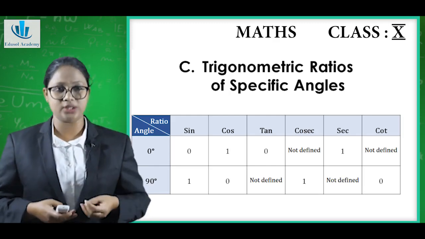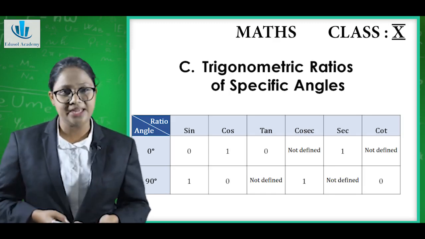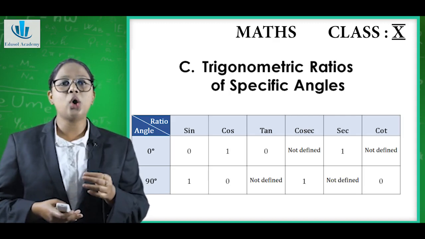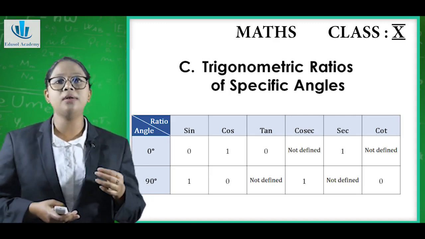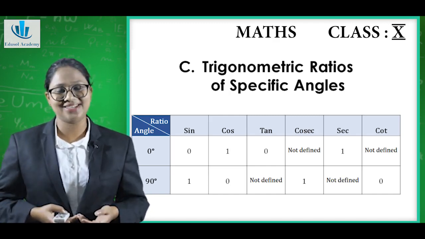Now let's move to cot. Cot can either be written as cos by sine or 1 by tan. So we will be using 1 by tan now. Alright, so cot 0 is equal to 1 by tan 0. So 1 by, what is tan 0? 0. 1 by 0, not defined.